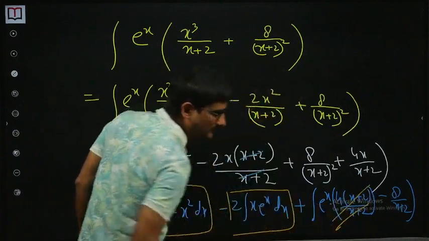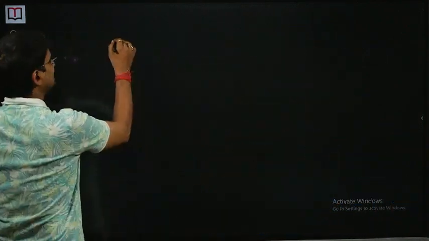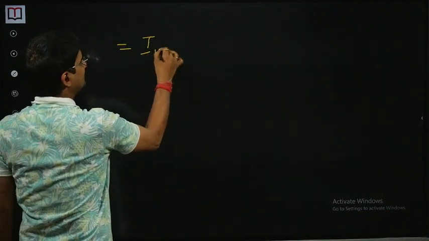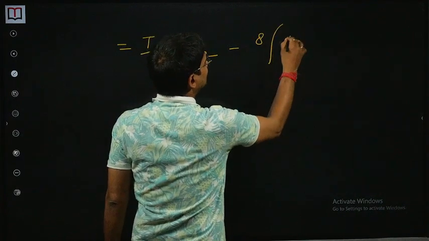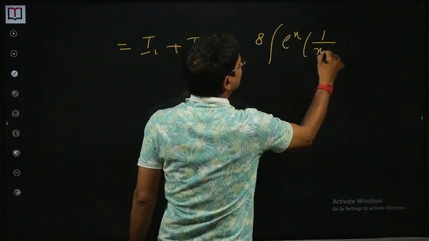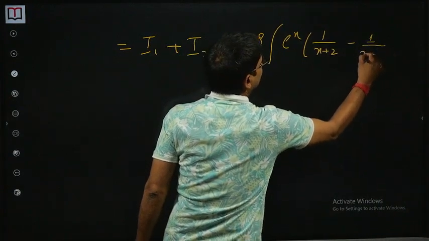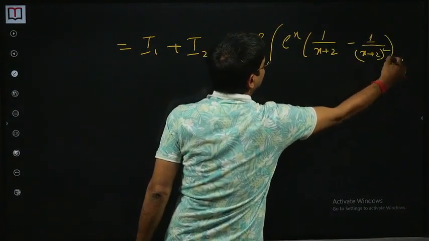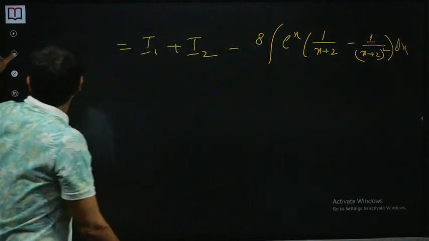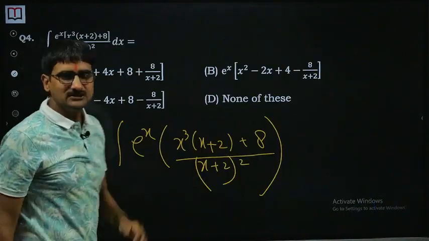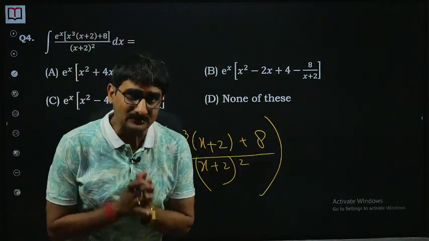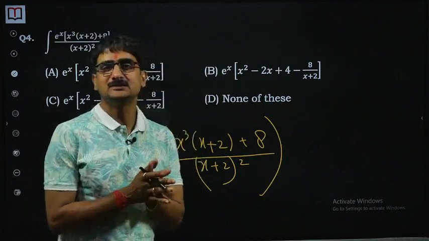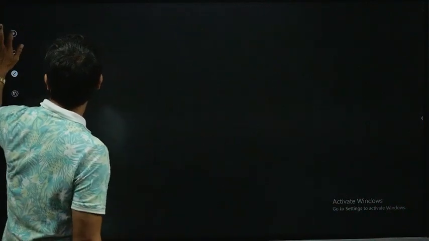This is already done, and for the last thing we have I1, I2. If I take it common, minus 8 e raised power x into 1 upon x plus 2 minus 1 upon x plus 2 whole square. That's it. Okay, so that was a question where I found that if we just go on simplifying it, we can apply by parts very easily to solve this question. So that was the fourth one.